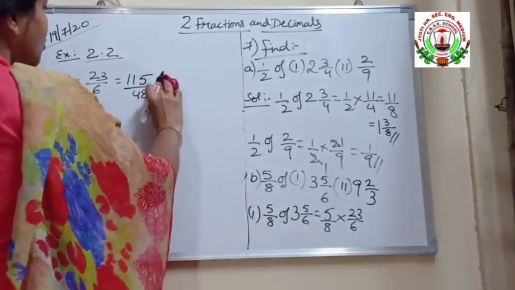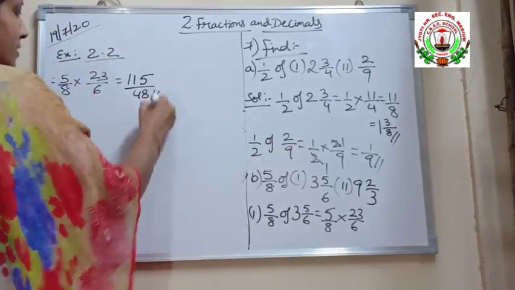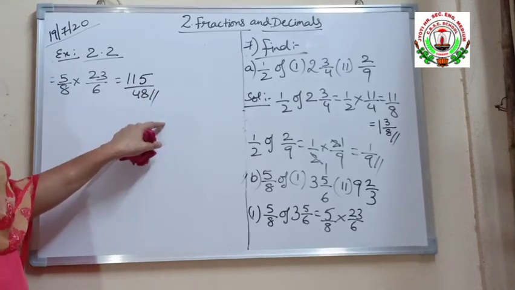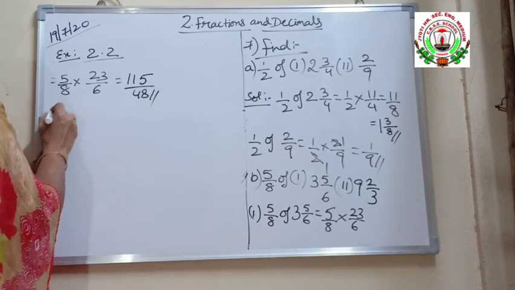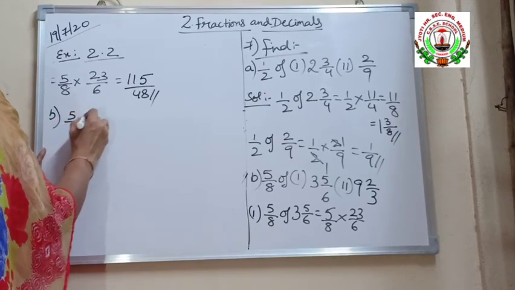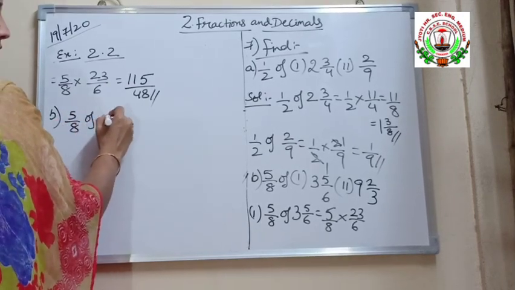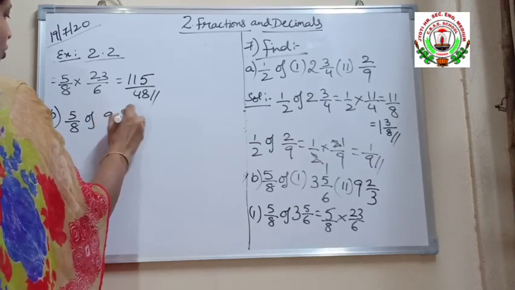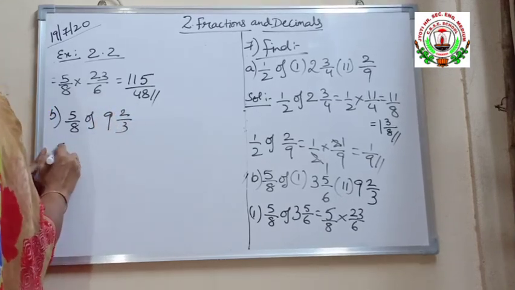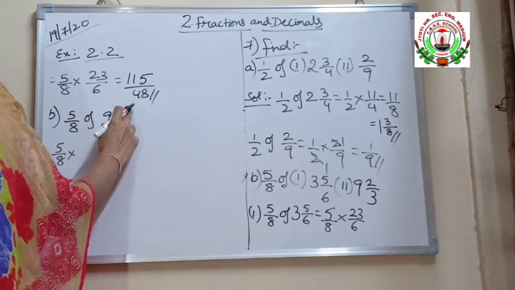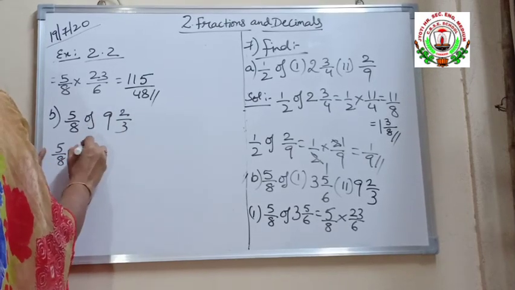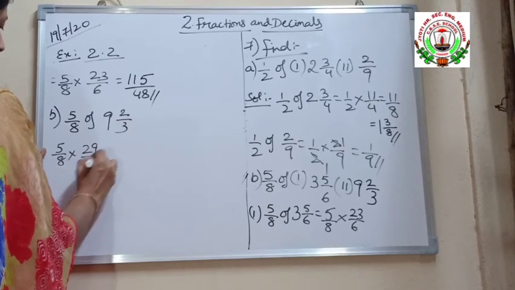They have asked you to find the value, so you can leave it like this. The second, B part: 5 by 8 of 9 2 by 3 is given. That is 5 by 8 into, 9 3s are 27, 27 plus 2, 29 by 3.